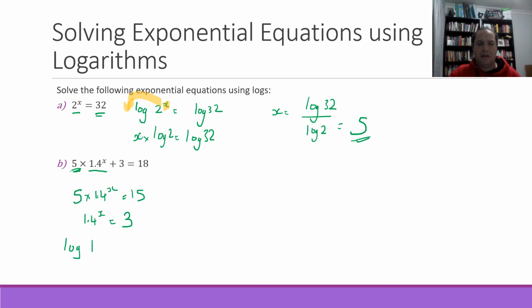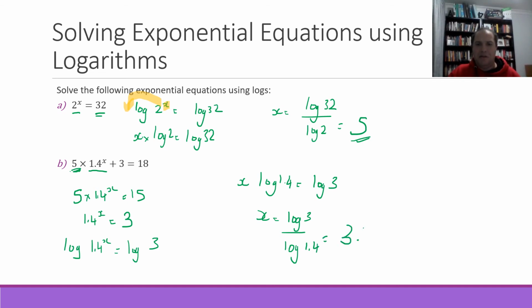So log both sides, log base 10, equals log base 10, 3. x can come to the front, so x log 1.4 equals log 3. Rearranging, x equals log 3 divided by log 1.4, which equals, to two decimal places, 3.27.